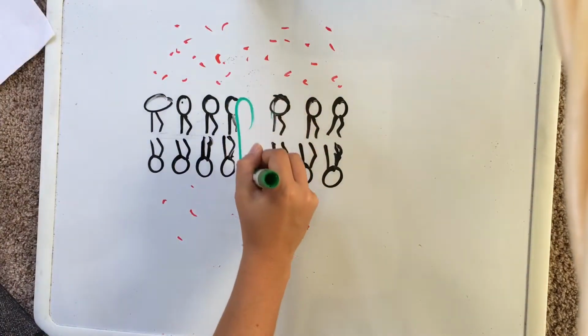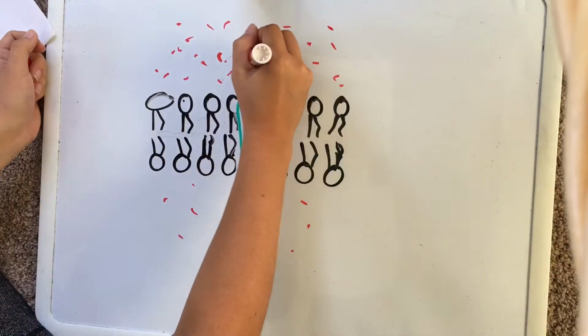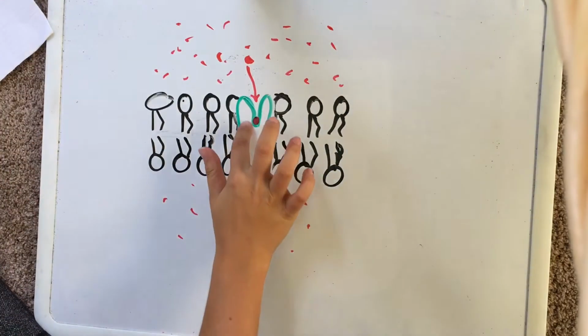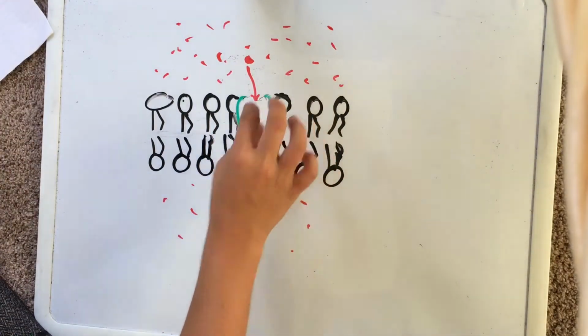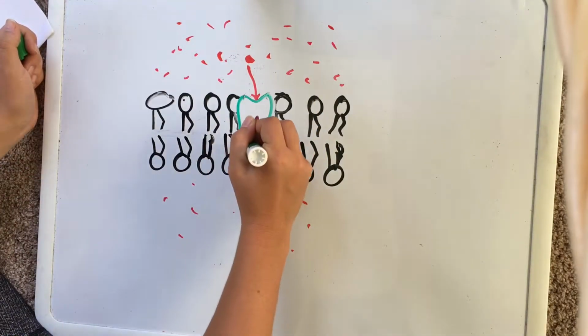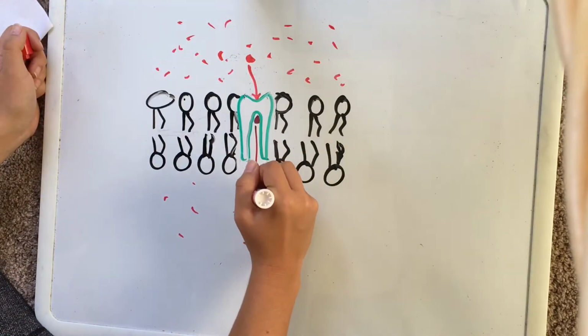The next type of facilitated diffusion is carrier proteins. Carrier proteins undergo a change in shape that changes the solute binding site across the membrane. The molecule enters the top of the protein binding site and is then pushed through the protein out the other side. The protein changes shape as molecules pass through.